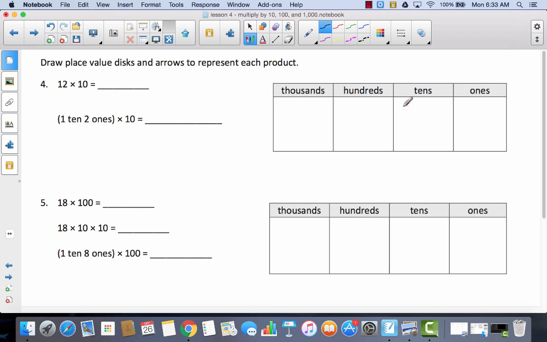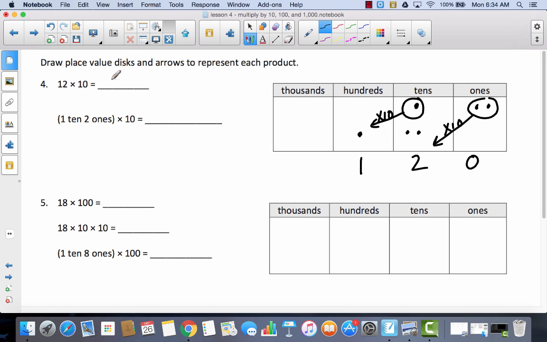I have 12 times 10. So that's going to be 1 ten and 2 ones. And I'm going to multiply these times 10. So I'm going to group these together and multiply it times 10. And you notice that 10 times 10 gives me 100. 2 ones times 10 gives me 2 tens.